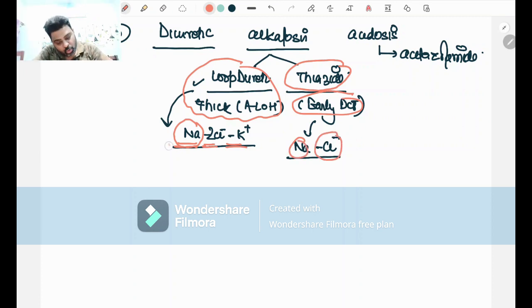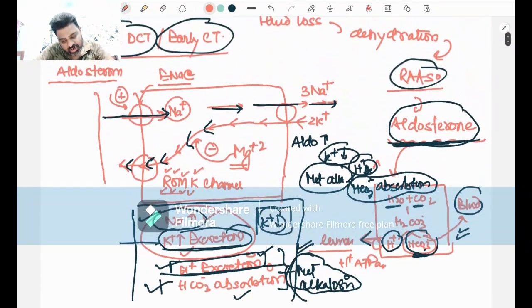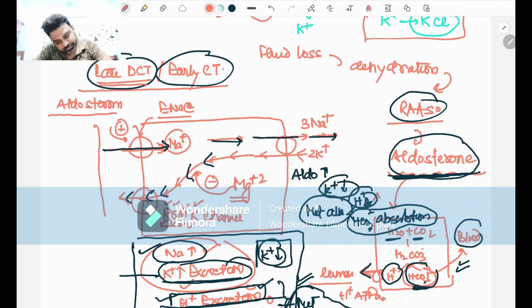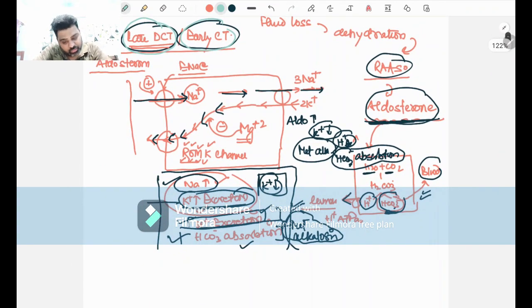So now what will happen? More and more sodium will reach the distal part of the distal convoluted tubule or the early part of the collecting tubule. Try to understand, I have already explained what happens in the late part of the DCT or early part of the collecting tubule. When more sodium reaches there, more sodium will be absorbed, and thus there will be increased activity of the 3Na+ sodium potassium ATPase. So more potassium will come inside the cell and more potassium will be lost. And there will be increased H plus excretion to the lumen and increased de novo bicarbonate absorption.